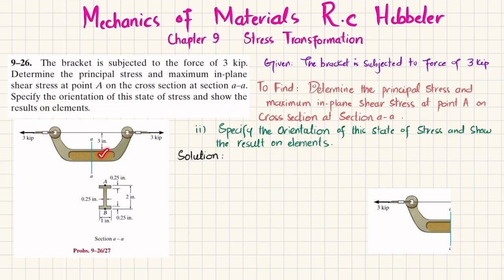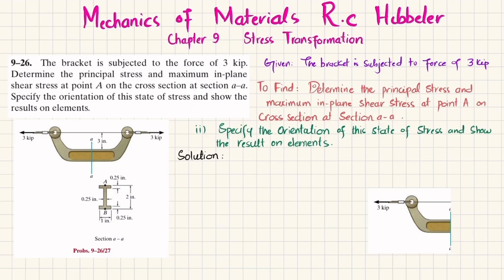So you can see this is the bracket that is subjected to a 3 kip tensile load. The cross section at section AA is shown over here. You can see this is the breadth, this is the height, this is the web and this is the flange. All the dimensions are mentioned. So you have to find the principal stresses and maximum in-plane shear stress at point A, and specify the orientation and state of stress. So let's start with the solution.